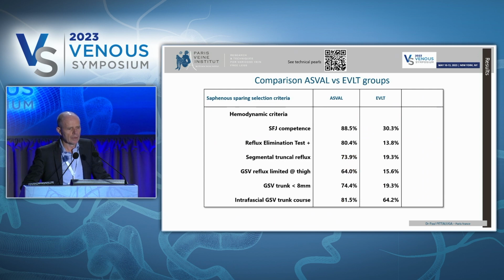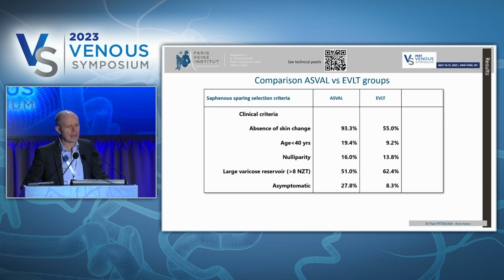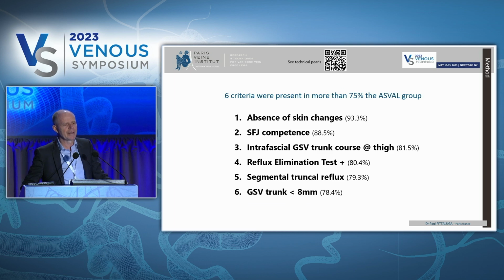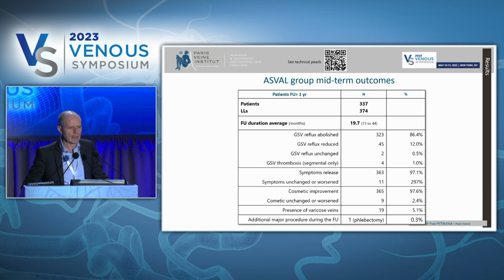So the comparison of saphenous sparing selection criteria showed that all of the hemodynamic criteria were more frequent in the ASVAL group, with a very high significance, as it was for the clinical criteria, with the exception of nulliparity. Interestingly, we observed that 6 criteria listed here were present more often than the others in the ASVAL group.